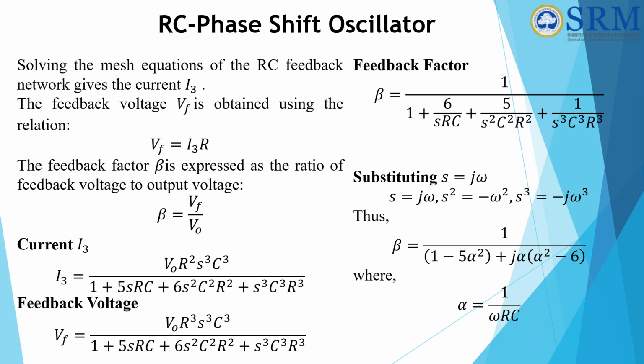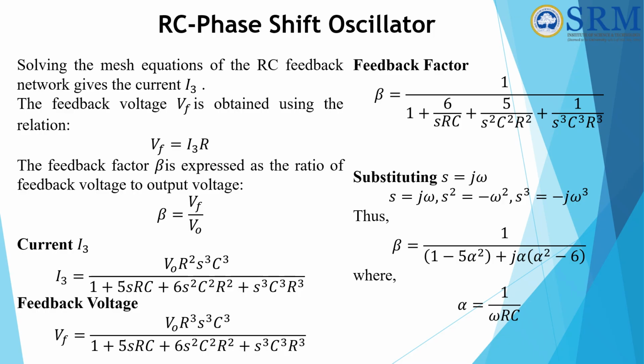So the feedback voltage can be written as I3 into R, that is equal to V0 R cube S cube C cube divided by 1 plus 5 SRC plus 6 S square C square R square plus S cube C cube R cube. Next we are going to see beta, that is the feedback factor. Beta is given as 1 by (1 plus 6 by SRC plus 5 by S square C square R square plus 1 by S cube C cube R cube).